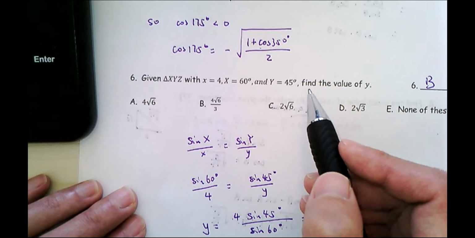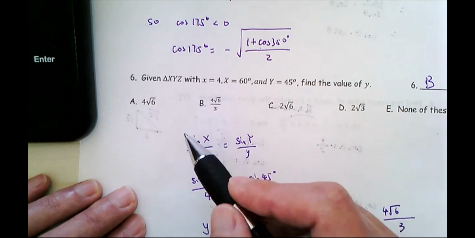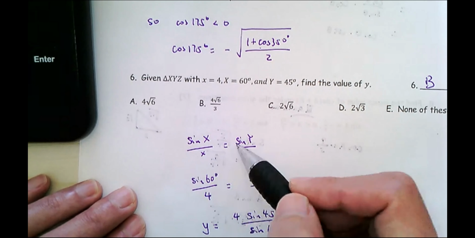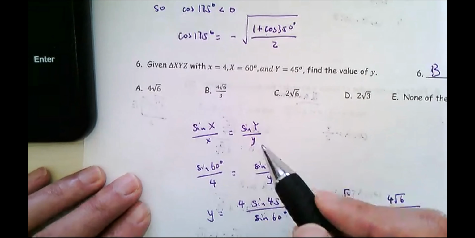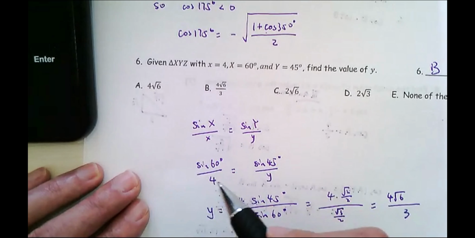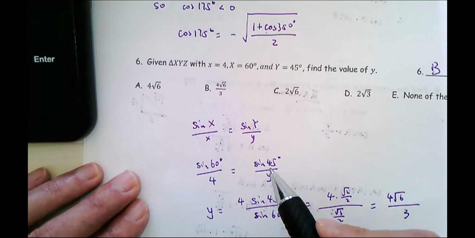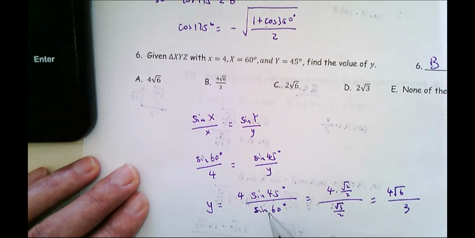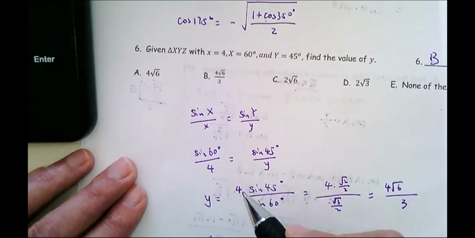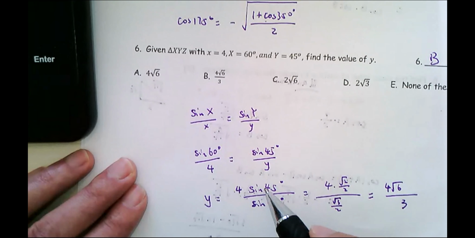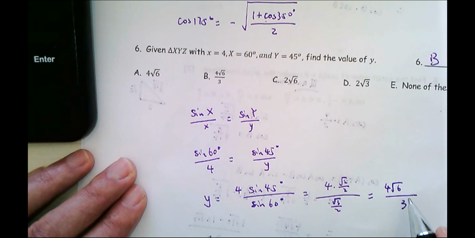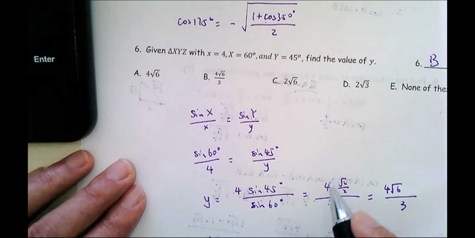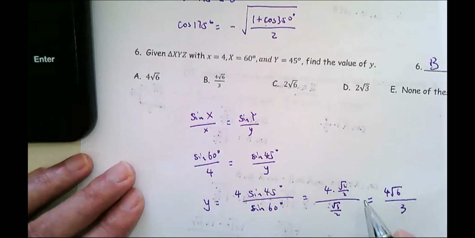So this is pretty straightforward. We just use the law of sines: sin X over x equals sin Y over y. Plug in all the values, we get such a thing. Then multiply both sides by y, and divide both sides by sin 60. So you can write y as 4 times sin 45 over sin 60. Plug in all the values you have, so your answer is 4 square root of 6 over 3. This is just purely algebra. Answer is B.